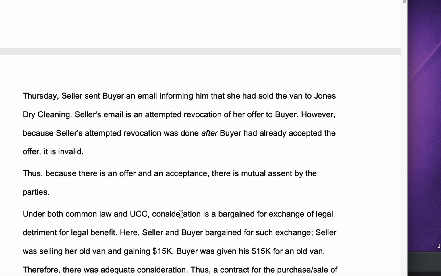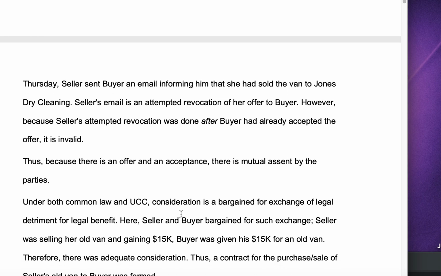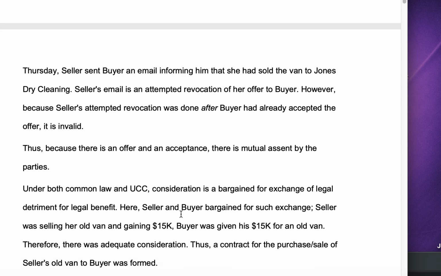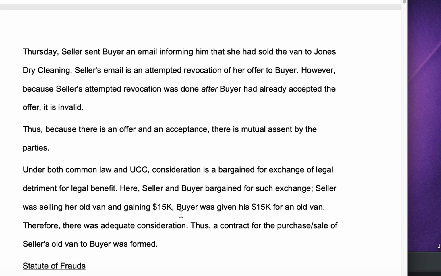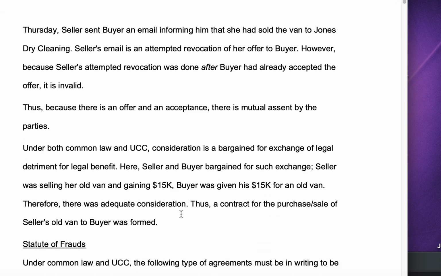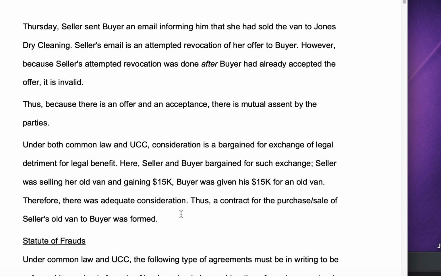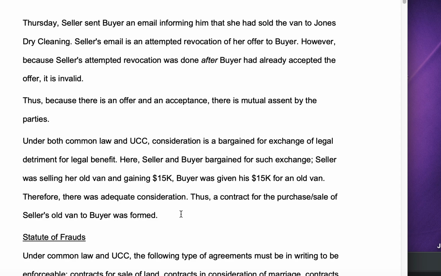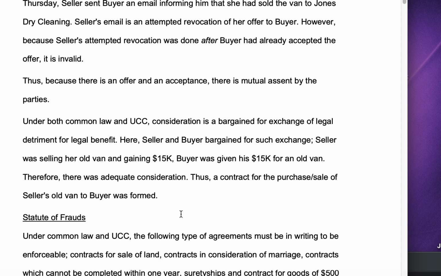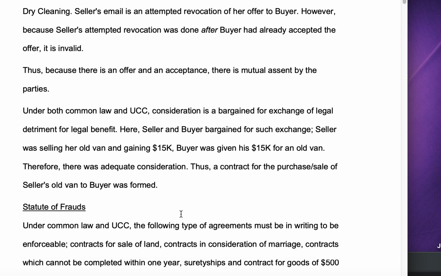However, because seller's attempted revocation was done after buyer had already accepted the offer, it is invalid. Thus, there is an offer and an acceptance. There is mutual assent by the parties. Under both common law and UCC, consideration is a bargain for exchange of legal detriment or for legal benefit. Here, seller and buyer bargained for such an exchange.